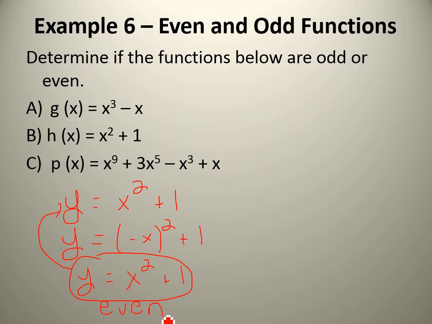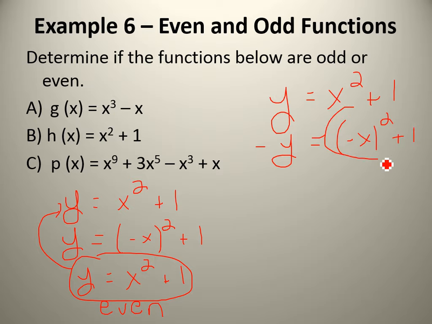Well, what about odd? If I take, once again, the original equation, and I put a negative in for y and a negative in for x, let me deal with this side first. I already got that answer from here. So this will be negative y equals x squared plus 1.